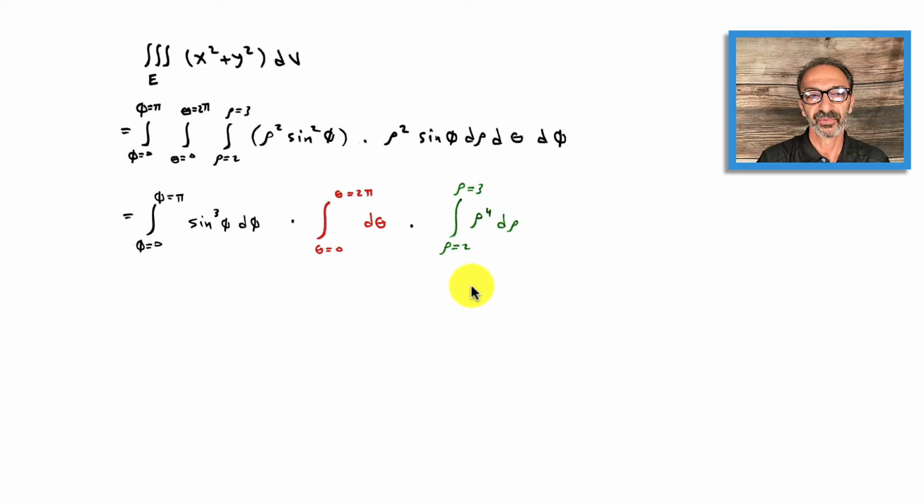Notice that theta shows up here. It doesn't show anywhere else. So I'm going to take it by itself. Rho squared and rho squared right here will be rho to the 4th. That goes with d rho. And phi with sine phi goes together. I do have sine squared here and one more sine of phi. So that's going to be sine cubed.